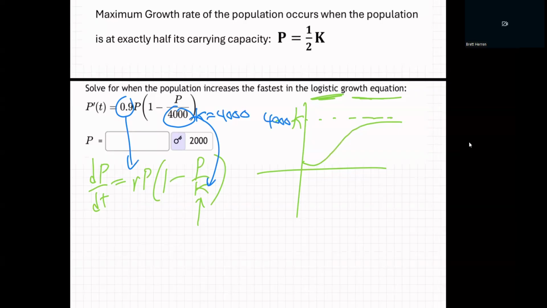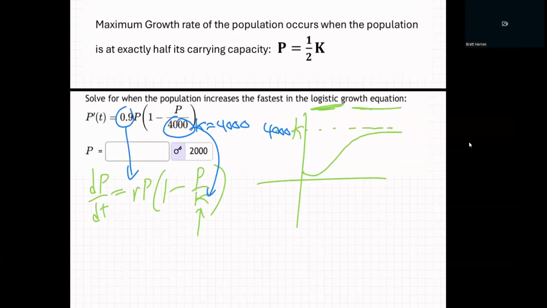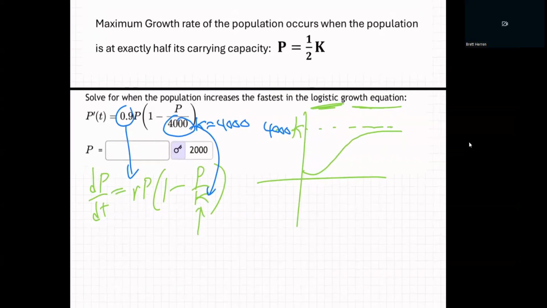That means 4,000 rabbits, or whatever this population is, is the most that this environment can handle. If the rabbits somehow shoot above 4,000, they're going to start coming back down and dying off, and it's going to come down and level off at 4,000. That's what's going to happen. So anyway, it says solve for when the population increases the fastest.